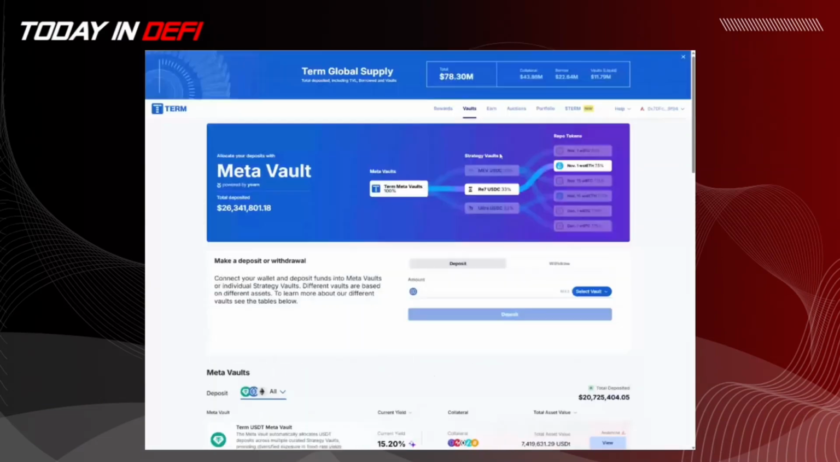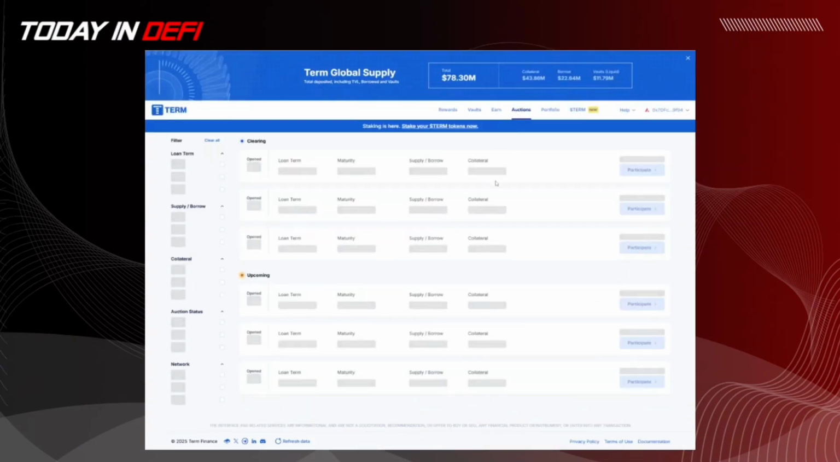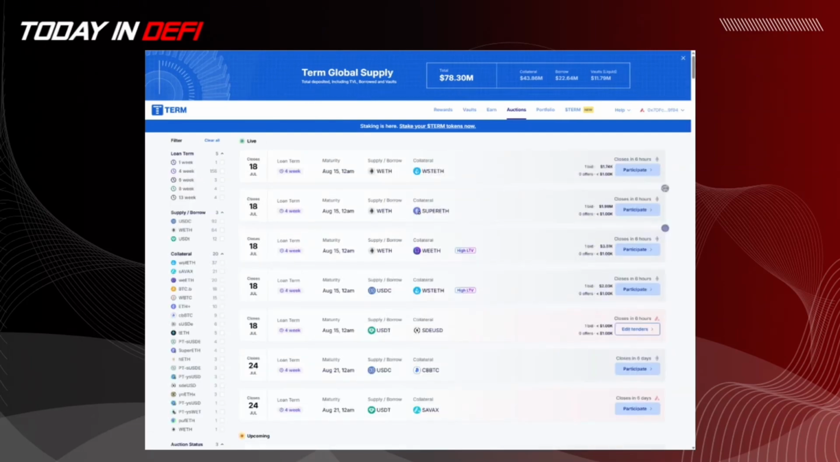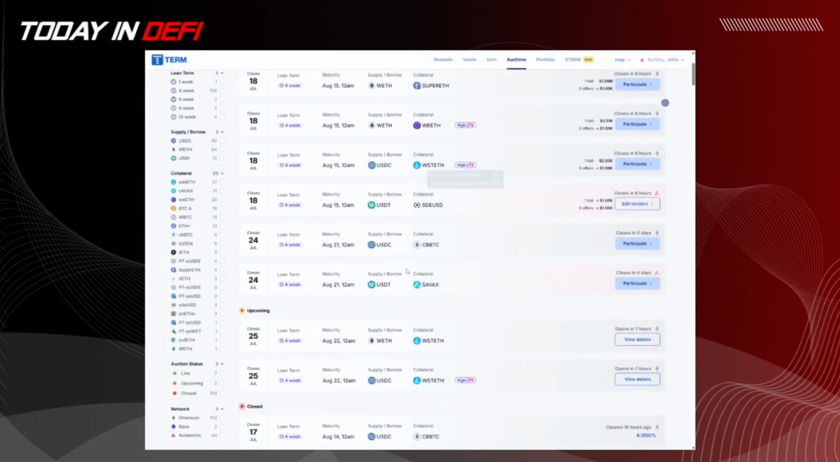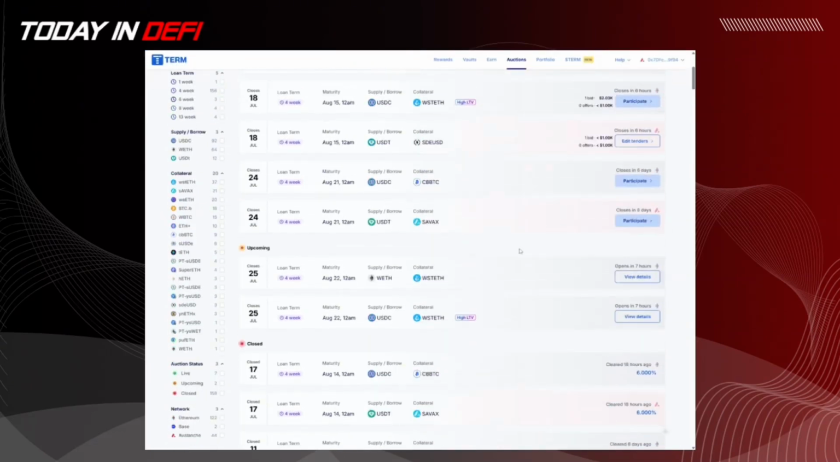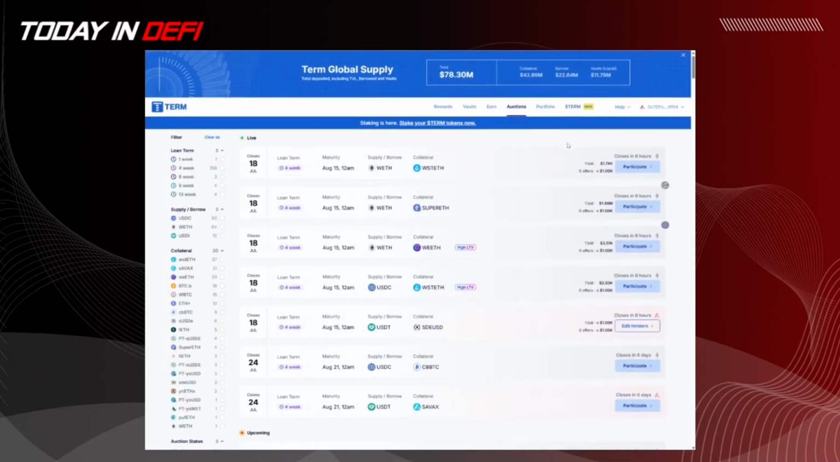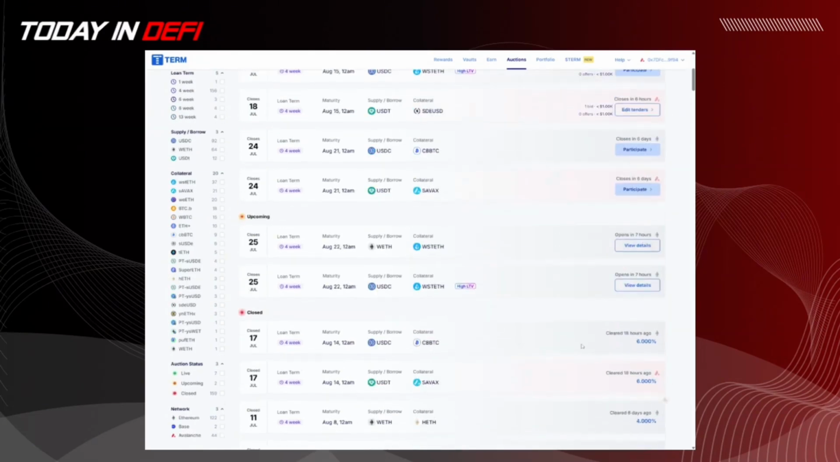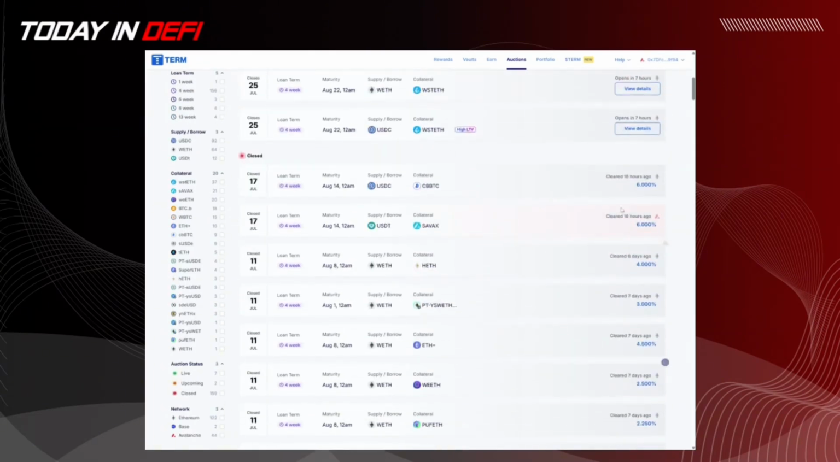So it's very difficult for two traders, one willing to supply and one willing to borrow, to happen to have the same demand at the same period of time, and both come to Term Finance. And so that's the reason why you can see for Term Finance, the TVL is somewhat okay. However, the liquidity is just not very good. For example, you can click on some of these auctions here. This one just closed 18 hours ago.